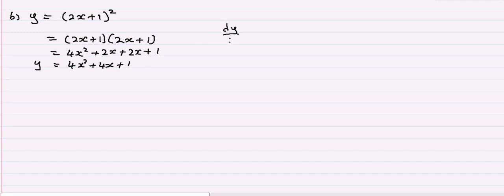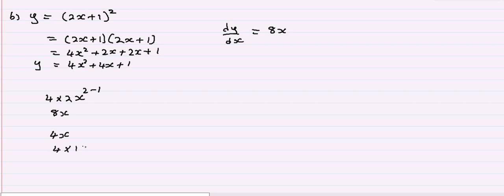dy over dx. What is the derivative of 4x squared? This is the same as 4 multiplied by 2 from the exponent, x exponent 2 minus 1. 4 multiplied by 2 is 8, x exponent 2 minus 1 is 1. And in mathematics we don't write 1. It means the derivative of 4x squared is the same as 8x.